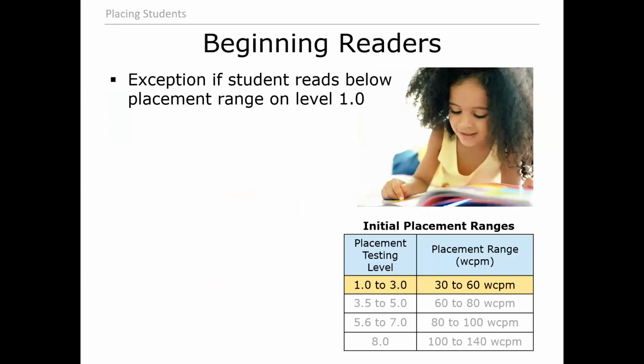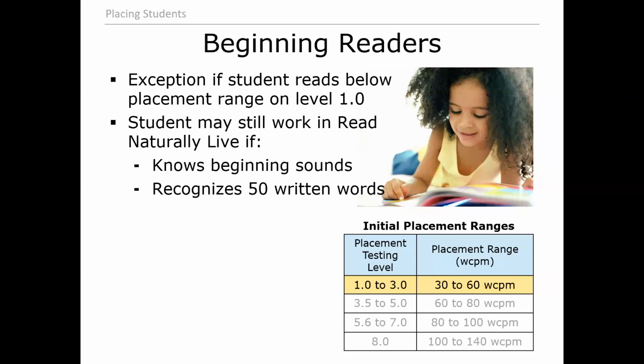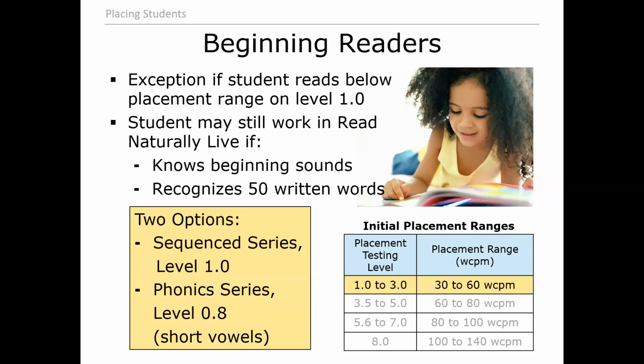Okay. Now, there's an exception to this. Let's say you have a beginning reader and you give her the level 1.0 and she falls outside that range. So look at the bottom corner where the placement table is. Let's say when you give her 1.0, she only reads 23 words correct per minute, outside the range on the low end. She can still work in Read Naturally Live if she knows her beginning sounds and can recognize about 50 written words. Okay. Not a specific list, but somewhere in that range, some CVC words, maybe a few high frequency words. And then you can put her in one of those two levels.